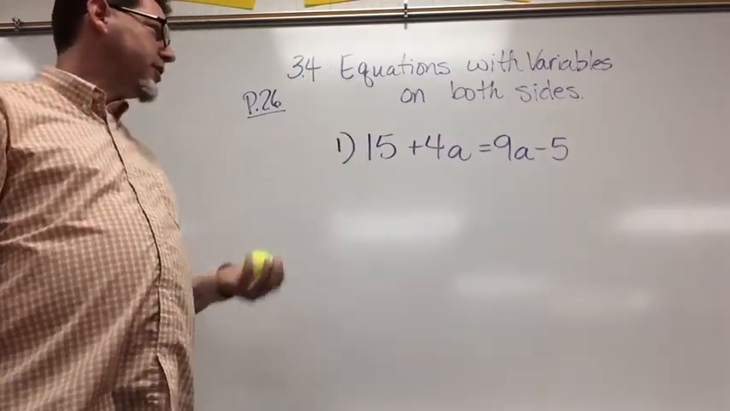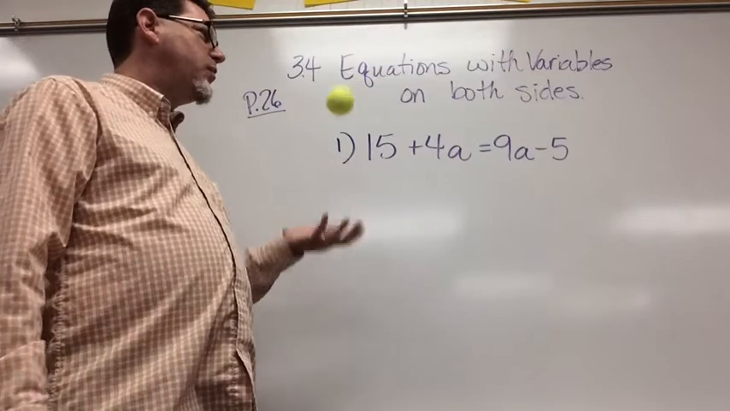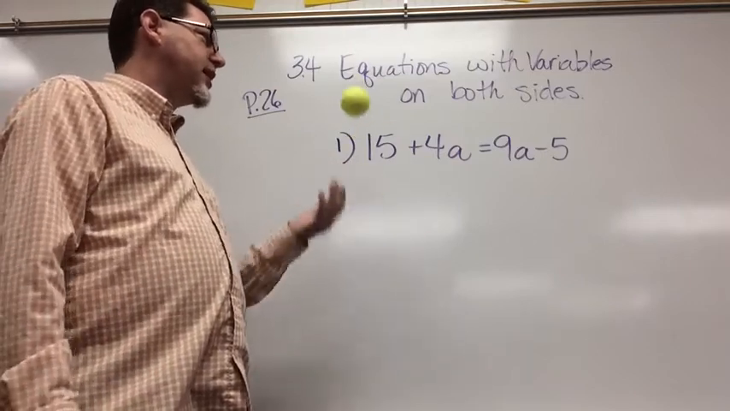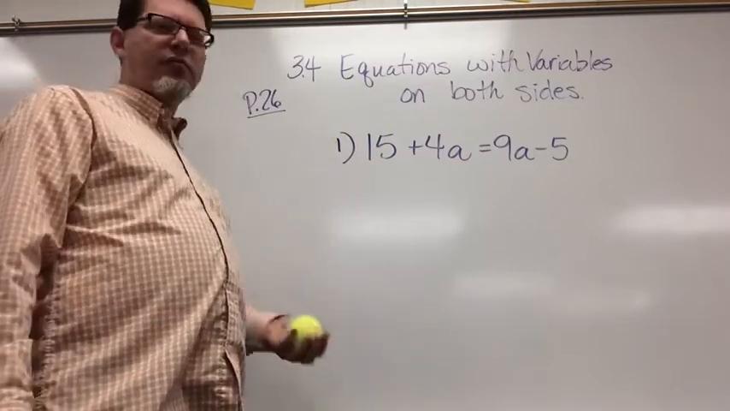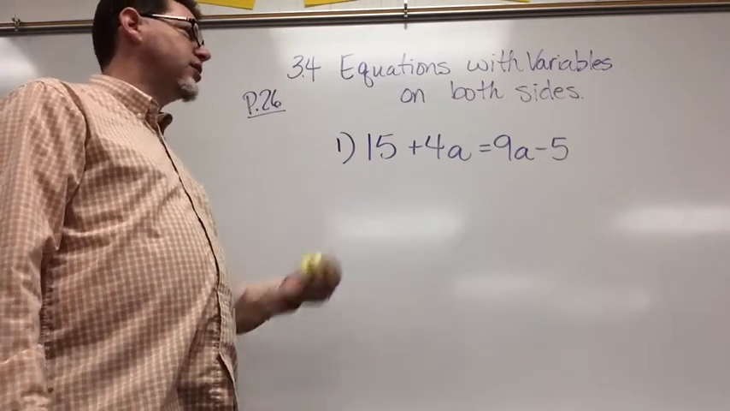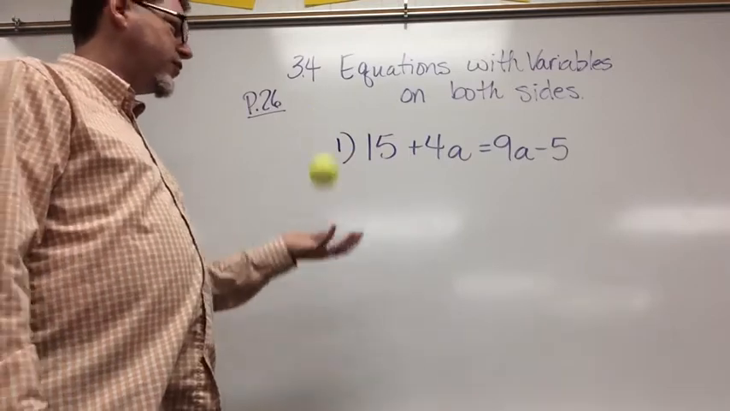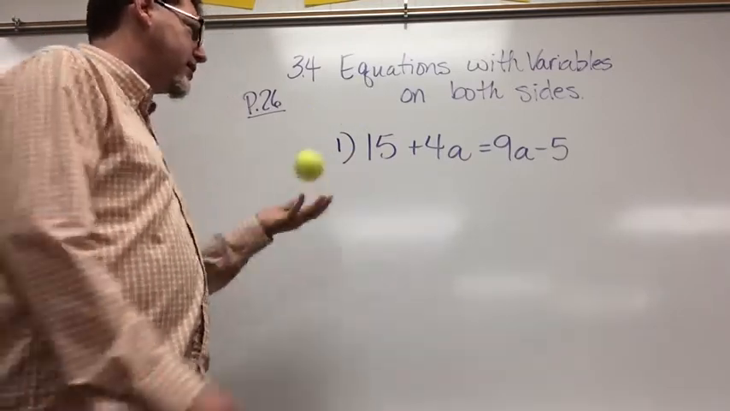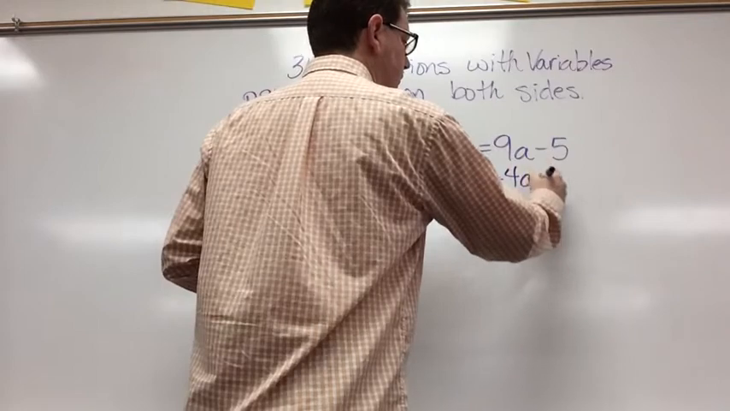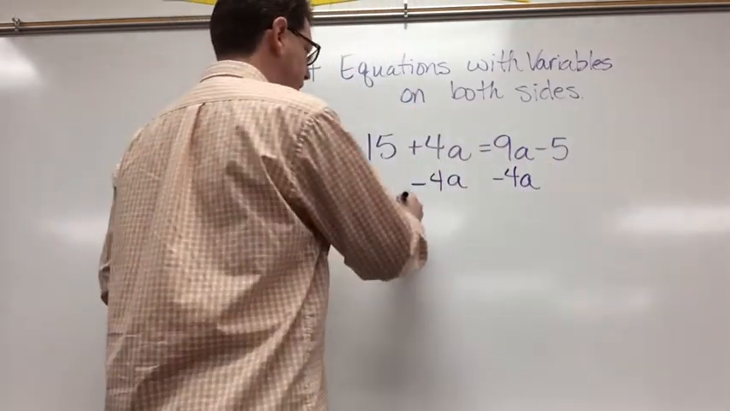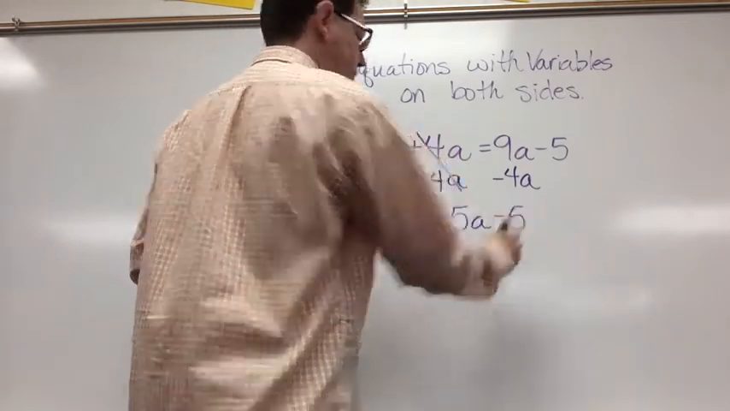So we have variables on both sides, 9a's on one side, 4a's on the other. Our goal is to get both of the variables on the same side and both of the constants on the other side. One of the things I want to look at is what I can do to make sure that my coefficient of the variable ends up positive. Since 9a is bigger than 4a, I want to move the 4a to the other side. So I'm going to subtract 4a from both sides first. And that gives me 15 equals, because those cancel out, 5a minus 5.